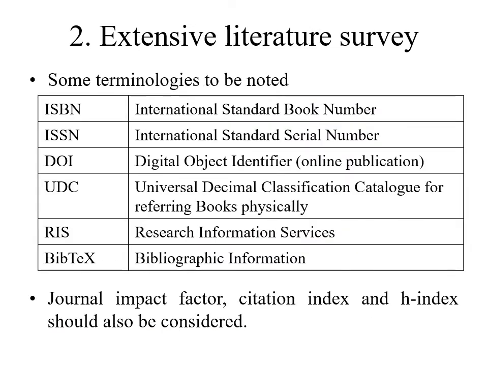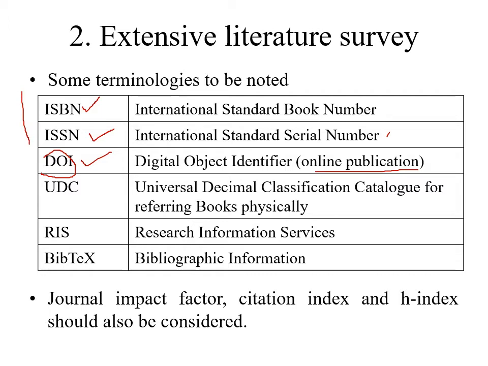While doing the extensive literature survey, you may come across terminologies like ISBN. Most books have an ISBN, that is, International Standard Book Number. Then ISSN: in journals and conferences, you may come across the ISSN, International Standard Serial Number, and then DOI, Digital Object Identifier. If the journal is published online, then you may come across the term DOI. So the first three are very important.